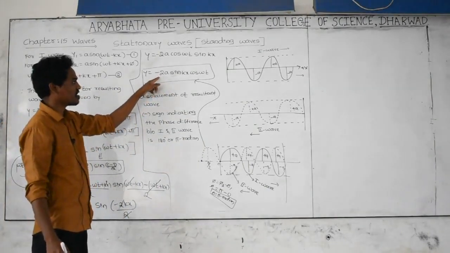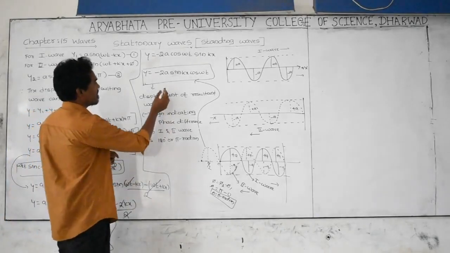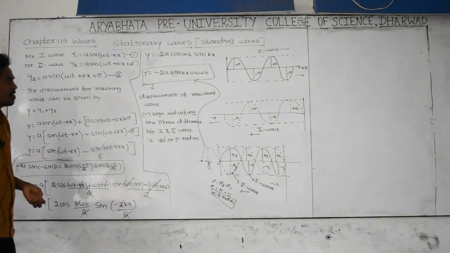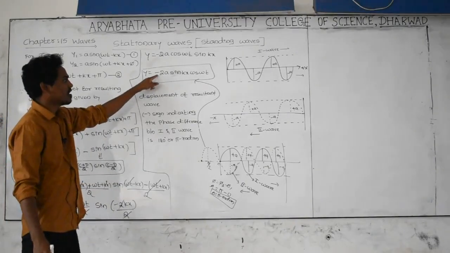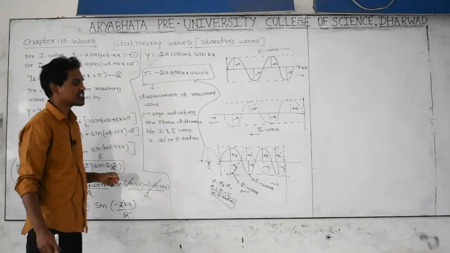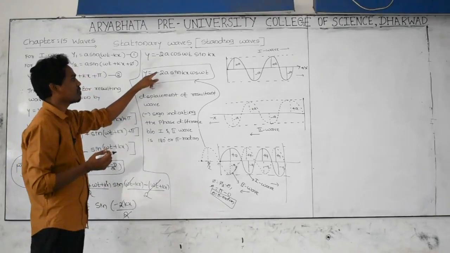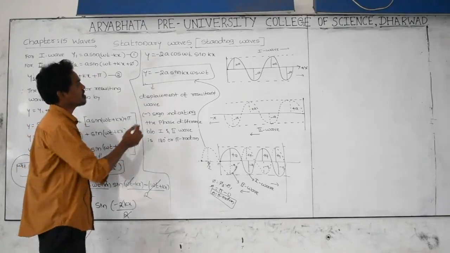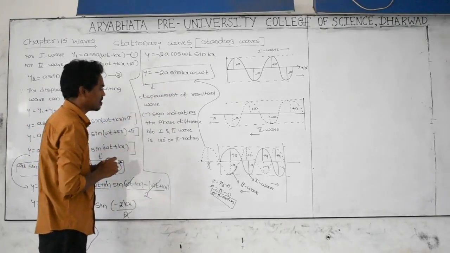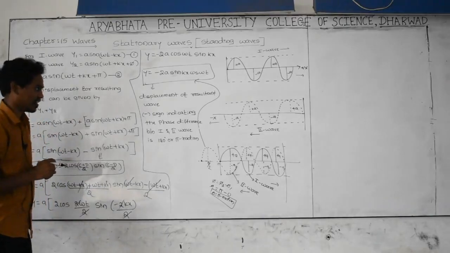The minus sign in the resultant wave equation indicates a phase difference between the first wave and second wave. If there is a positive sign, it indicates the phase difference between the first wave and second wave is 0 degrees. And don't confuse here, the minus sign represents that the phase difference between the first wave and second wave is 180 degrees.